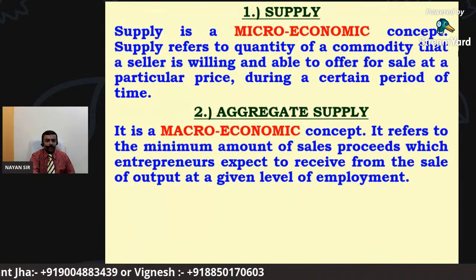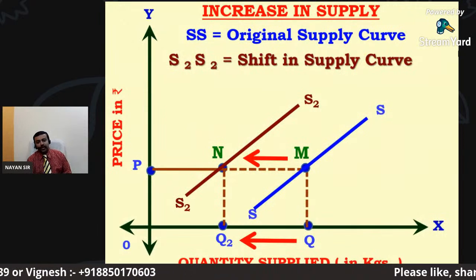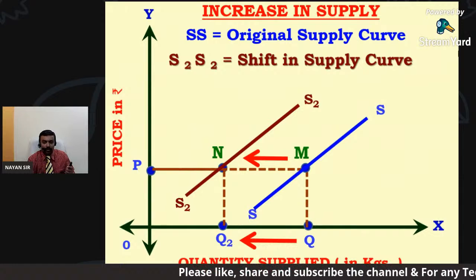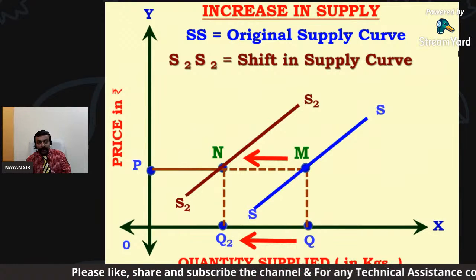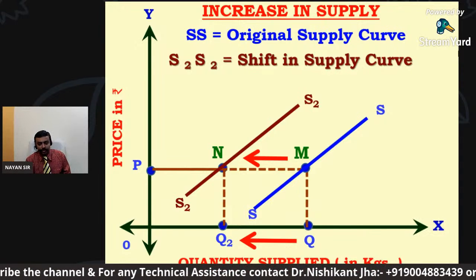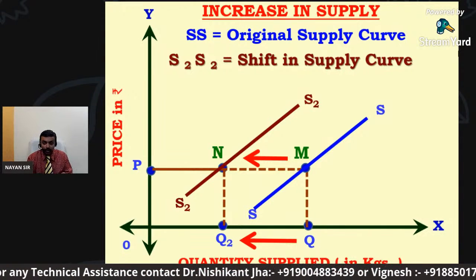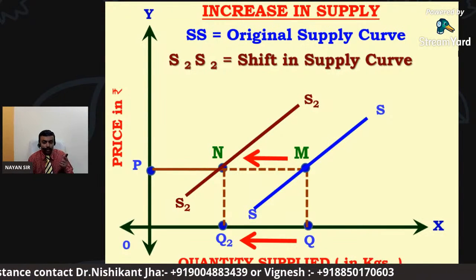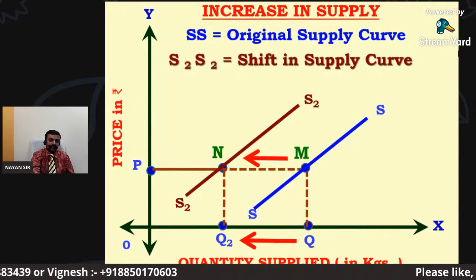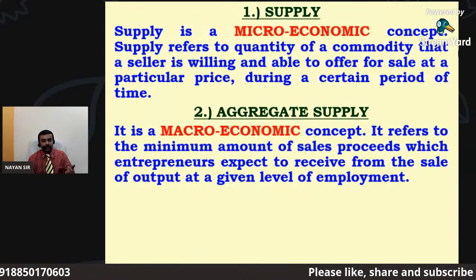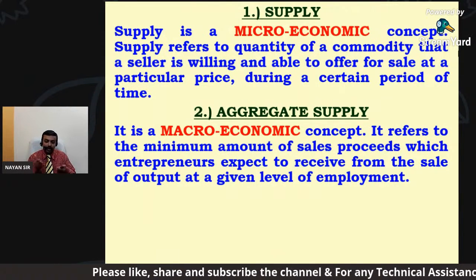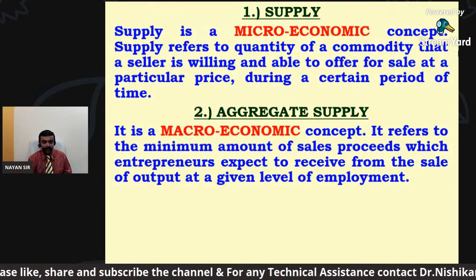And friends, what can you observe from the graph? From the graph on your screen, friends, you must write a comment. We can observe that SS is the original supply curve. It shifts inwards, to the left, from SS to S2, which indicates decrease in supply. And some concepts are there. Supply is a microeconomic concept, as we have seen in demand also. Demand is a microeconomic concept.